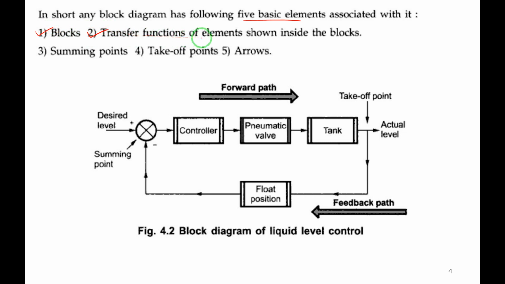Second is the transfer functions of the elements. This will come later. What is a transfer function, and how it is represented, I will tell you later. Then summing points, takeoff points and arrows. Right now, summing points we know, but takeoff point we don't know. We'll define it later. So all these are the five basic elements any block diagram consists of.